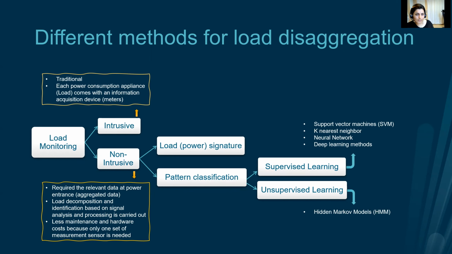To overcome these disadvantages of this method, non-intrusive load monitoring was proposed in 1980. In this method, we only need one sensor to be installed at the power entrance to measure the aggregated data. This method needs less maintenance and less hardware cost because only one set of measurement sensor is needed.